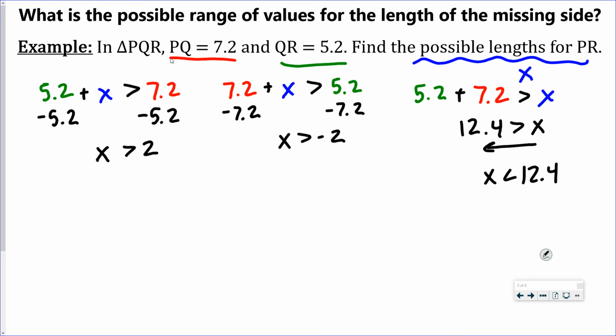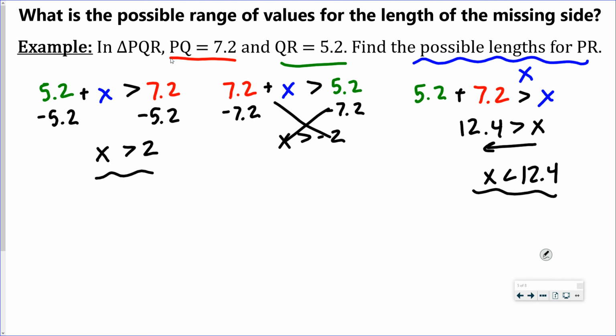So here's what I come up with. X has to be greater than 2, greater than negative 2, and also less than 12.4. So that cuts off some possible values. One I mentioned before was 14. Well, now according to this, it can't be anything bigger than 12.4. So we can essentially ignore this, because if x has to be greater than 2, it's going to be greater than negative 2. So I'm going to write these in a compound inequality, a way of basically saying any values in between 2 and 12.4.